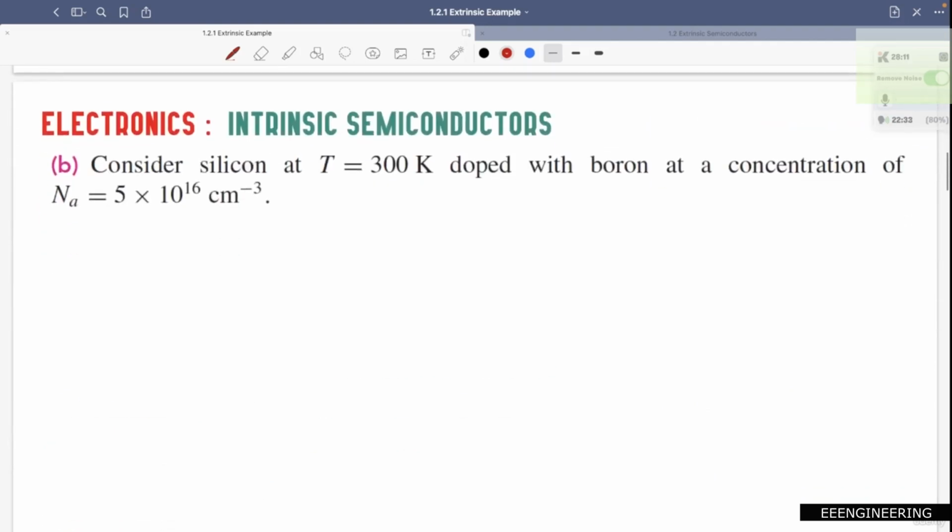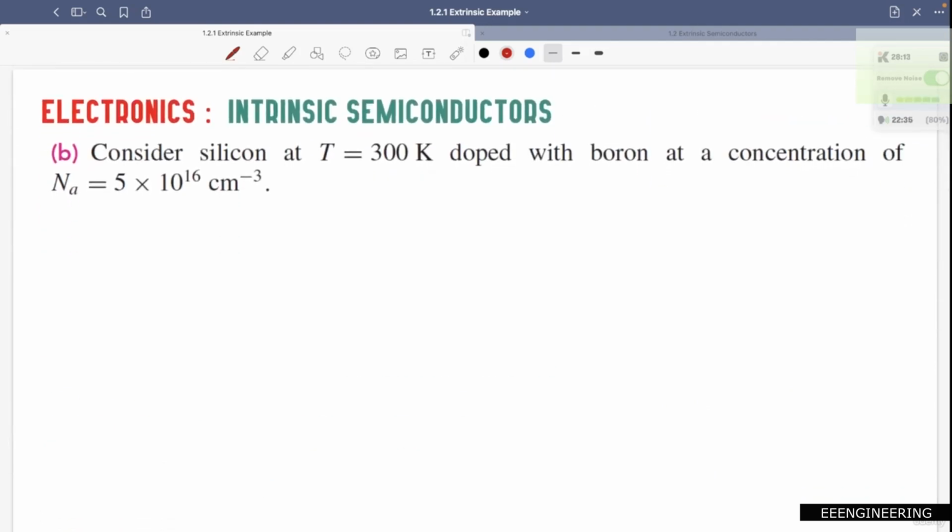Let's move on with part B, in which again we are going to have exactly the same silicon at exactly the same temperature. But this time we are having boron. So that gives you the idea of what kind of concentration we're going to have. We're going to have acceptor concentration. This is a different type of doping. And this time the concentration for acceptor we have is 5 times 10 to 16.